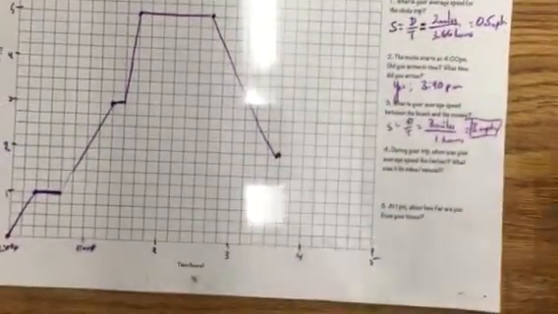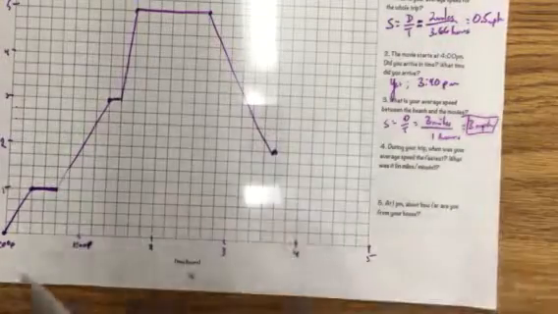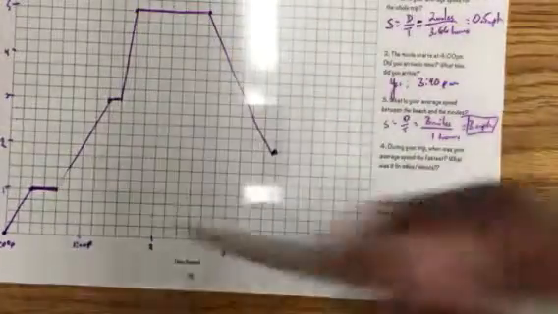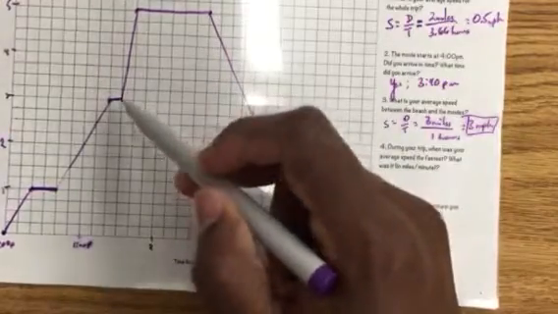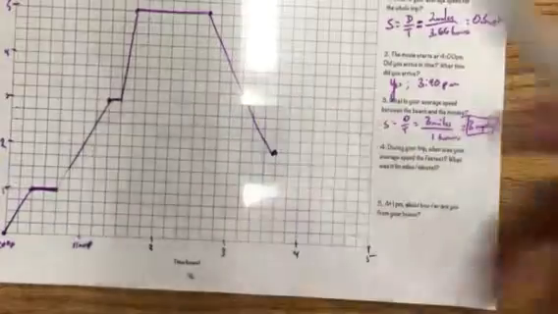All right. Here it says, during your trip, when was your average speed the fastest? Okay, so then we just look to see when our slope was the steepest, and it's actually right here between BFF number 2's house and the beach, because you can see how steep the line is right there.